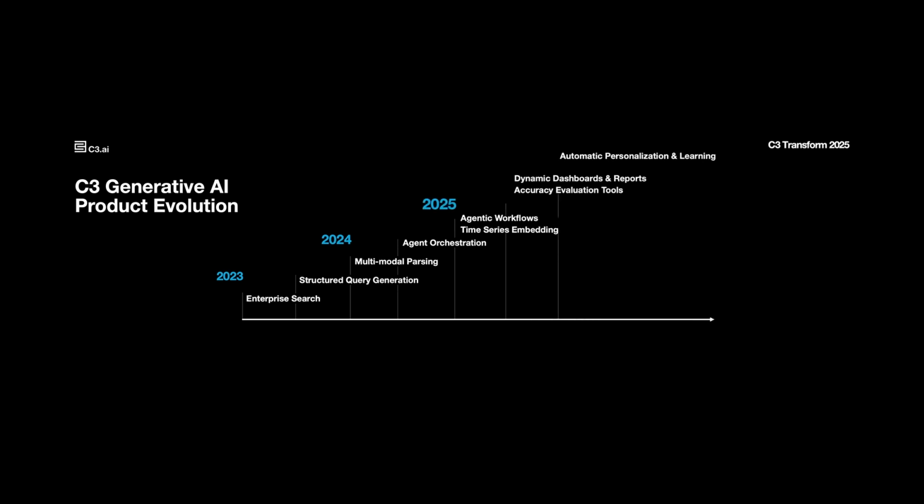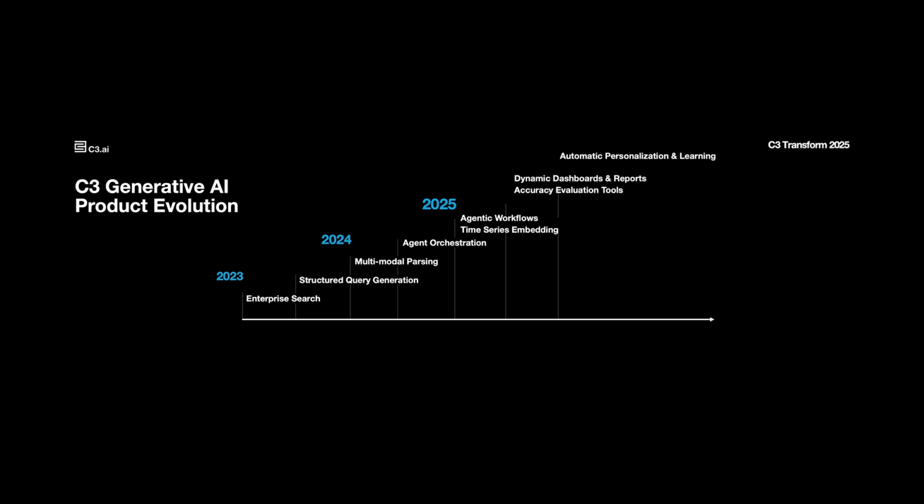So with that, let's talk about our product evolution. We started in 2023. We launched with enterprise search. We then worked on structured query generation and multimodal parsing. And now I'm talking today about very sophisticated dynamic agent orchestration. In the future, I mentioned the two main features we're working on, workflows and time series modeling.